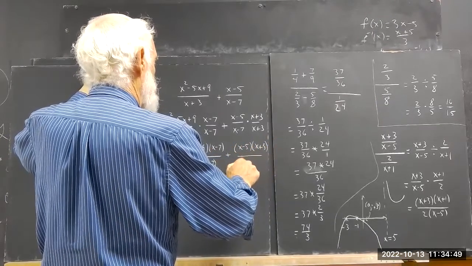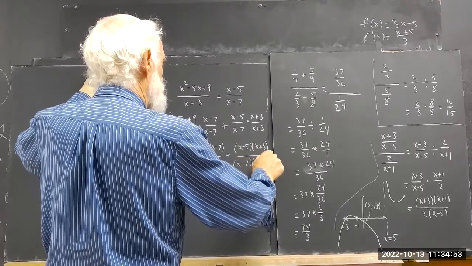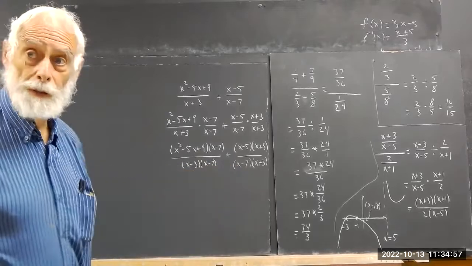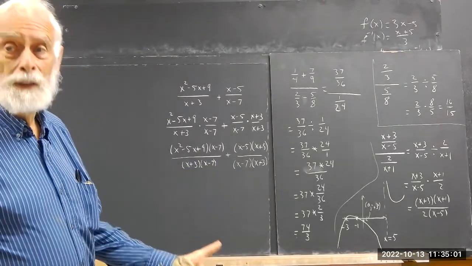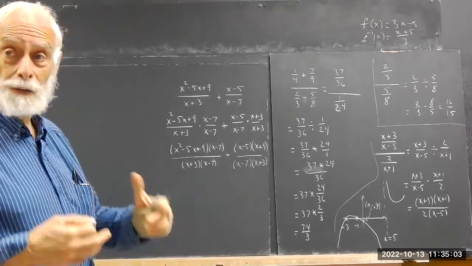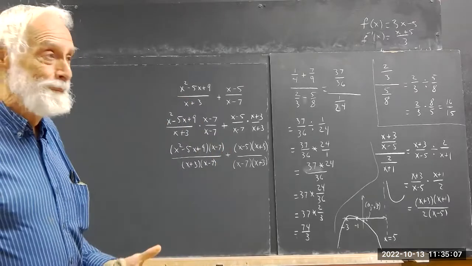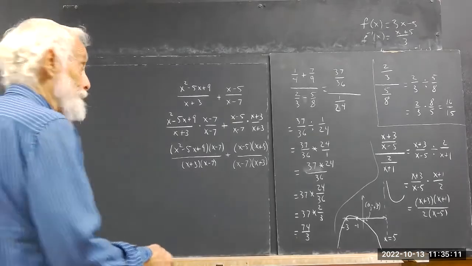That's going to be divided by x minus 7 times x plus 3. My denominators are exactly the same. Well, what do you do when you have the same denominator? Well, the recording's on, so you can't answer. But if you were going to answer, you'd say, well, you add the numerators. And that's exactly what you do.